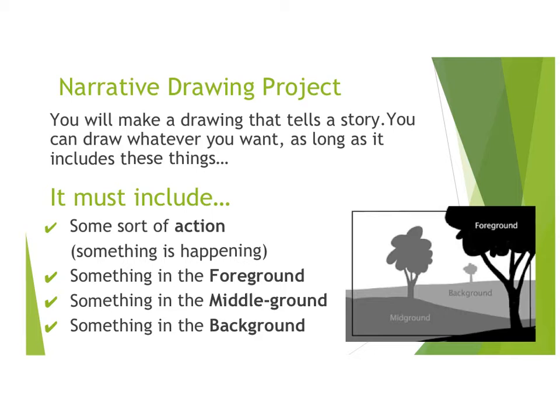First, it needs to have some sort of action. That means something's happening. Second, you need to have something in the foreground. That means that it's up close to us, like this tree. Next, you need to have something in the middle ground. That means something that's a little bit further away than the things that are in the front. And then something needs to be going on, or at least be seen, way off into the background.